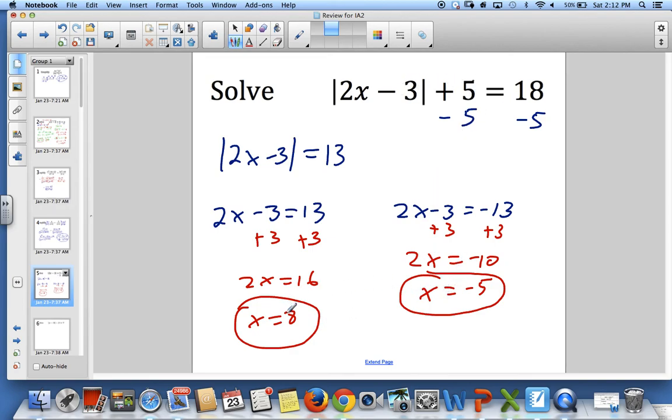So there's two solutions. Again, if it's a multiple choice test, my suggestion from the very start, just plug in the numbers and see what works.